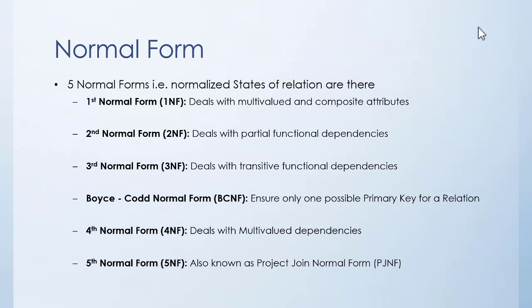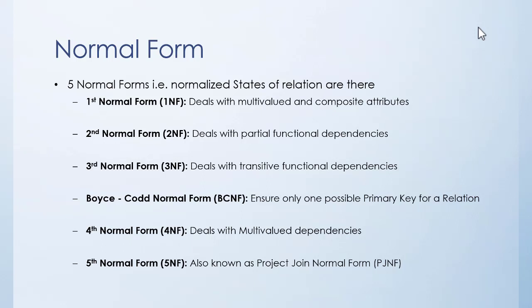Let us discuss the different normal forms that are available. There are 5 types of normal form. The first normal form deals with the multi-valued and the composite attribute. In 1NF, we do not allow any multi-valued or composite attribute to be present in a relation. The second normal form deals with partial functional dependency. We are going to learn more about partial functional dependency later. The third normal form deals with transitive functional dependency. Transitive functional dependency means those functional dependencies which follow the transitive inference rule of the Armstrong axioms.